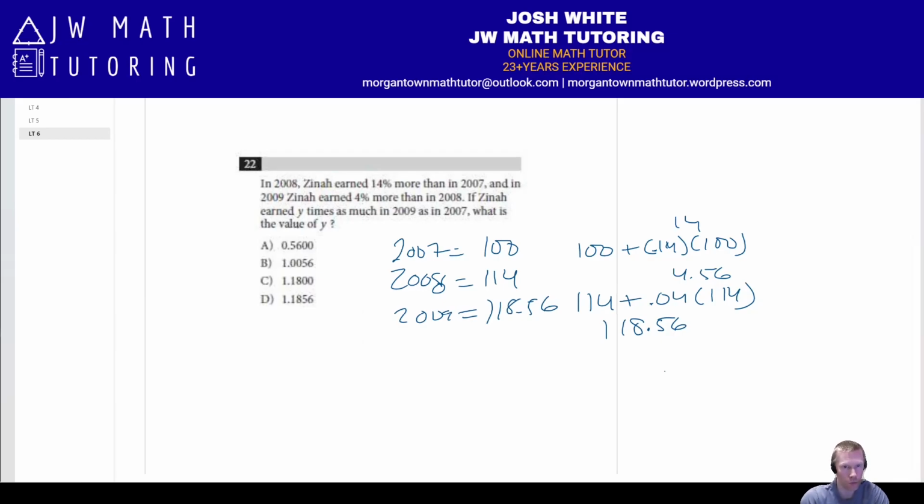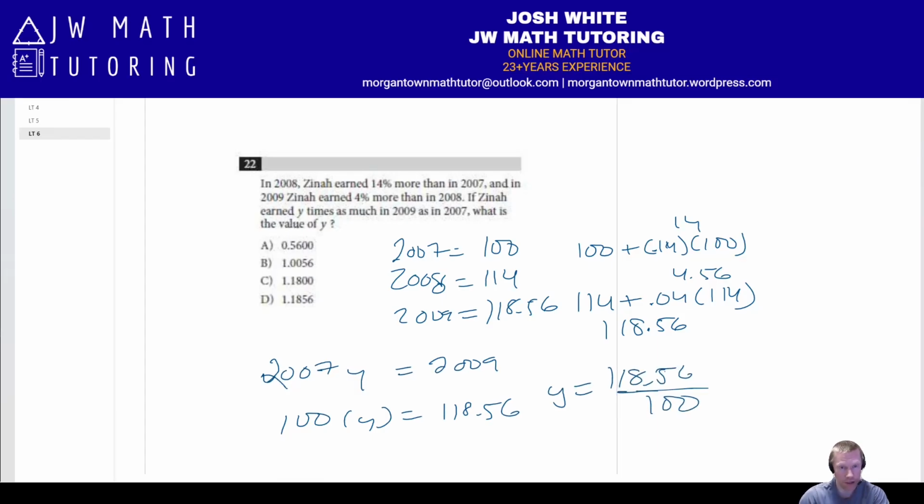Okay. So now, if Xena earned y times as much in 2009 as 2007, what is the value of y? Okay, so basically what we're saying is 2007 times y is equal to 2009. So 100 times y is equal to 118.56. So this is just 118.56 divided by 100, or really you just move the decimal point over 2 places and get 1.1856. So the correct answer is just going to be letter D, and that's it.